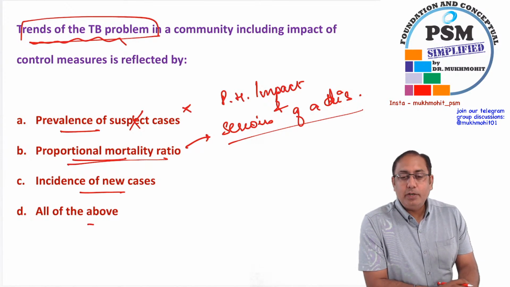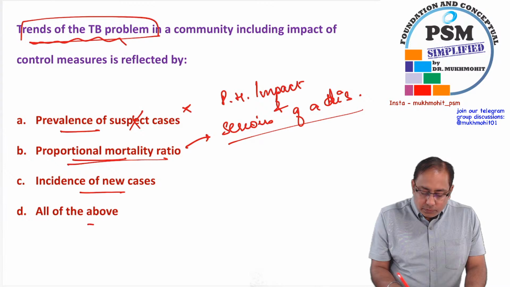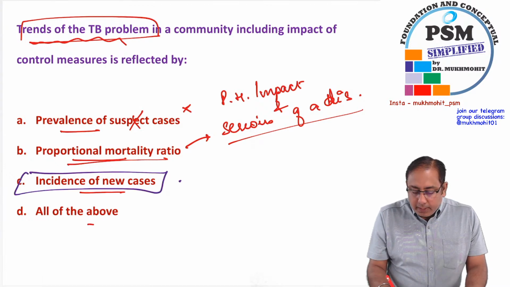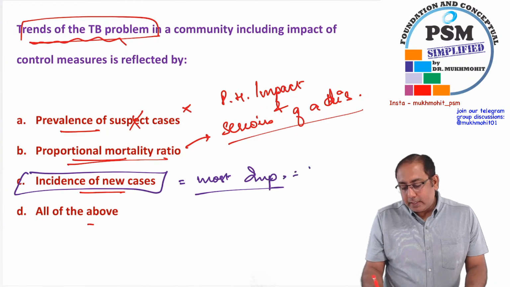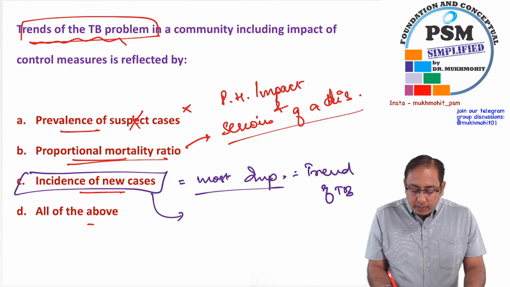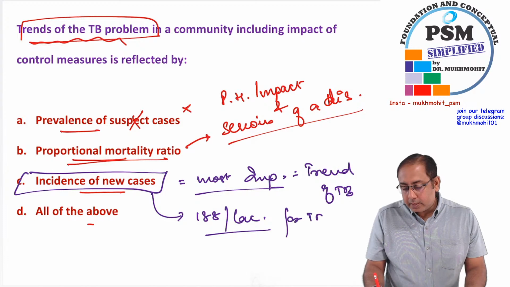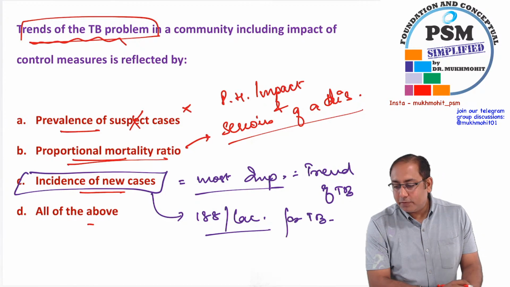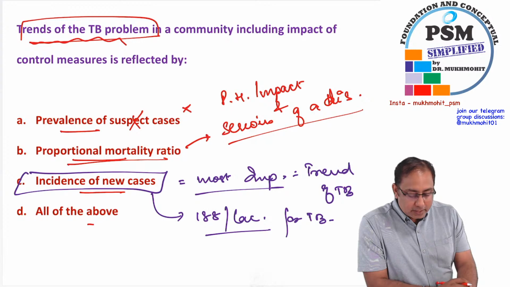You can say that when do people start taking a disease more seriously? When the proportional mortality rate increases. Incidence of new cases is one of the most important indicators for assessing the trend of tuberculosis in the country. The current incidence is 188 per lakh population for TB cases. So incidence of TB is the burden of TB, that is trend of TB problem. Incidence of TB cases is the best answer.